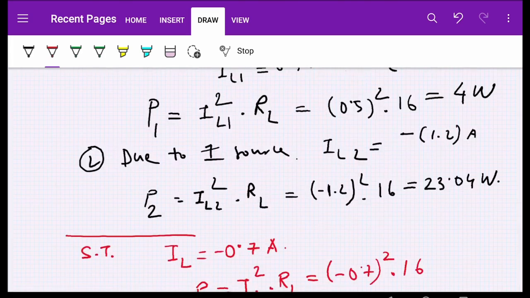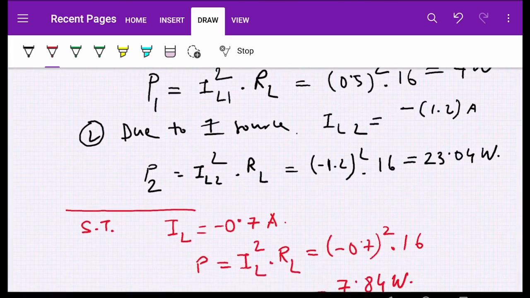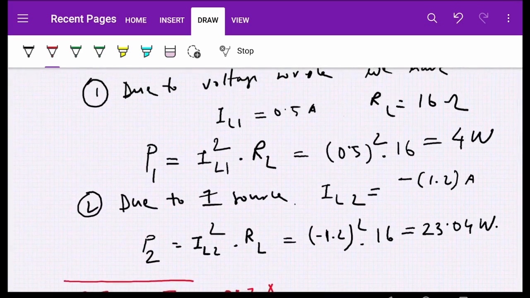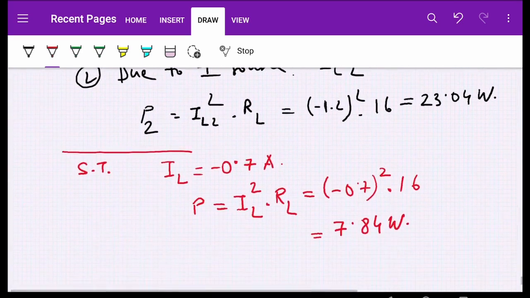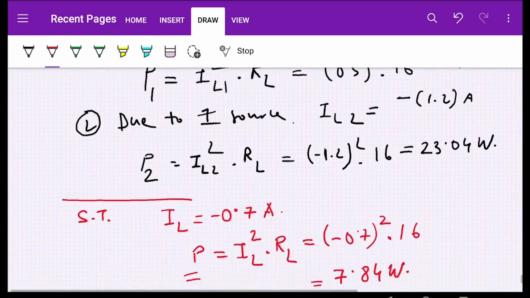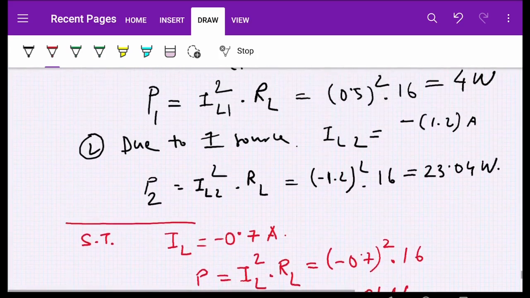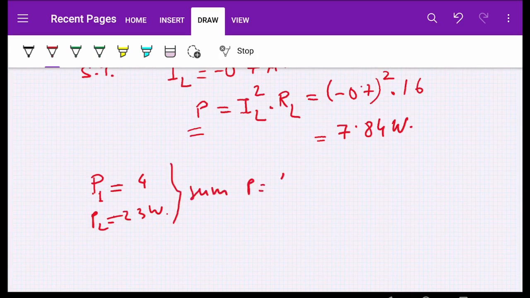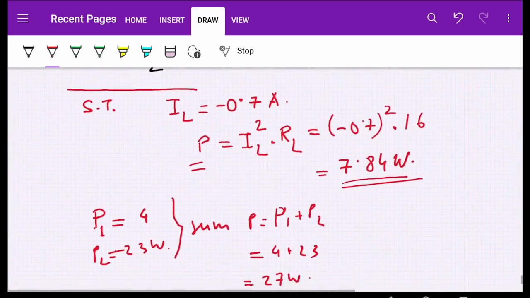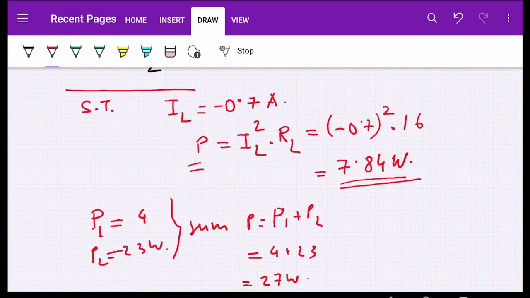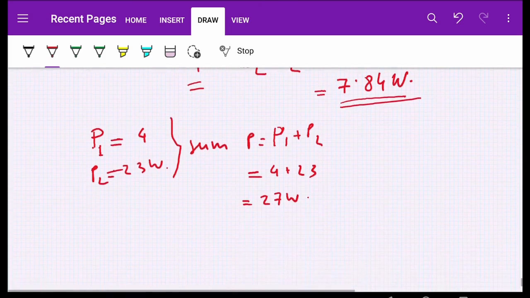But we were expecting that the summation of P1 and P2 should have been equal to P, right? Let's see what we get if we sum the power dissipations. P1 equals 4 watt and P2 is 23 watt. Sum them up, P equals P1 plus P2, 4 plus 23, 27 watt. So you can see that the actual power dissipation is 7.84 watt. So the superposition theorem doesn't apply to power. Please remember this.